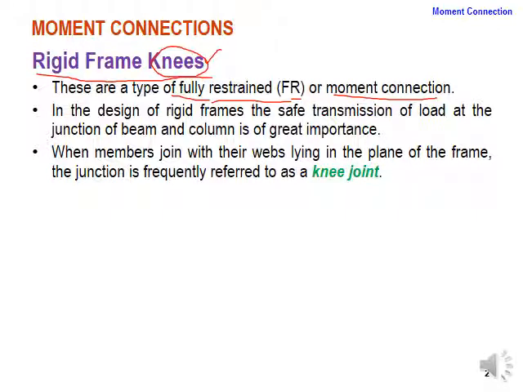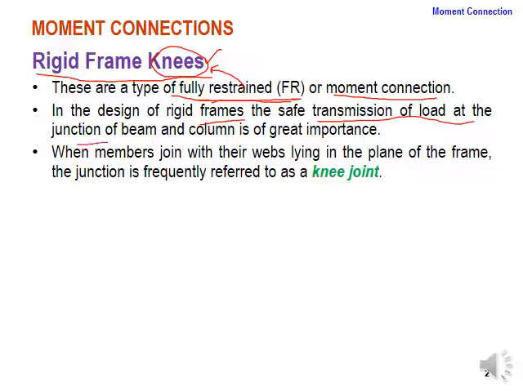Fully restrained means that they are going to give you a fully, completely 100% restrained condition for the moments. If this is a fixed-end condition, then you get moments produced at the fixed ends, and the connections need to be designed against those moments produced at the joints or at the connection. In this way fully restrained connections are required, and these fully restrained or moment connections can be developed or designed by using knee connections for the rigid frames.